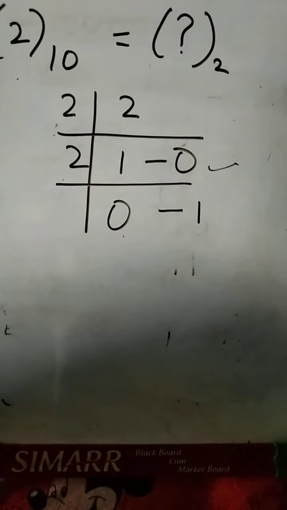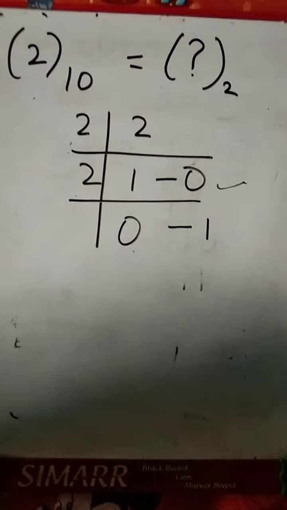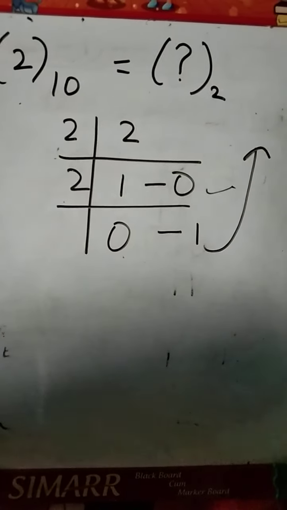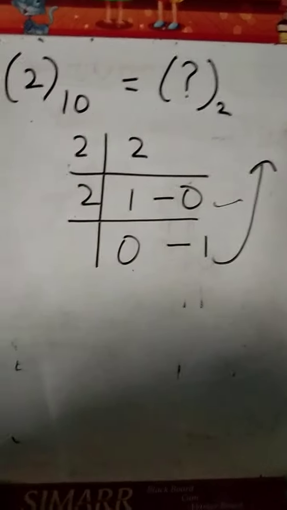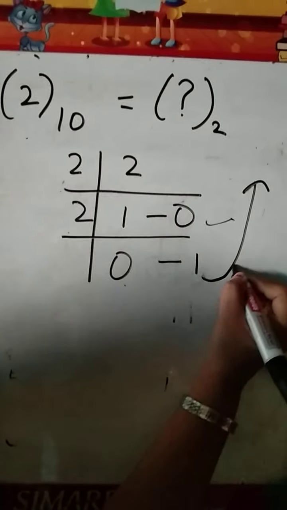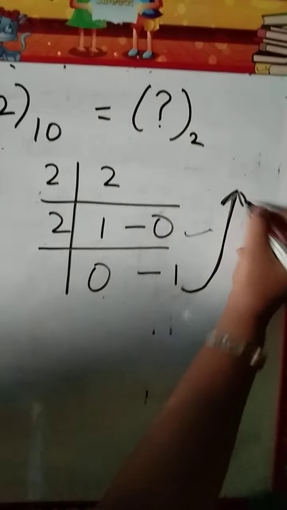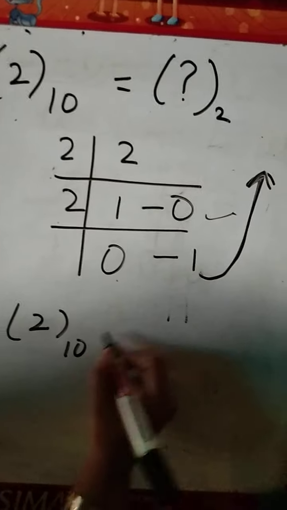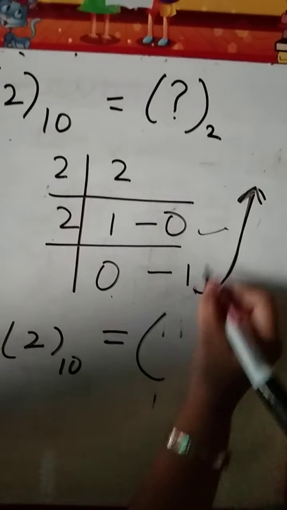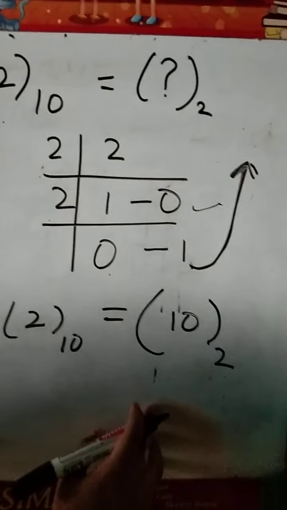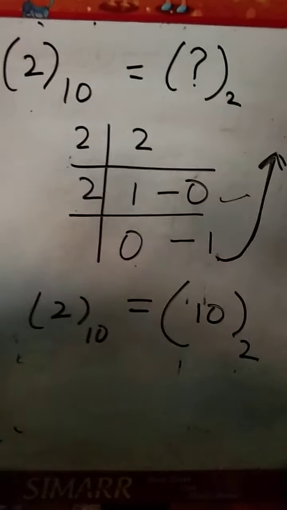So now how do we write the digits? We have to go from the bottom to the top to write the remainder values and find the answer. So we write the answer in this way: 1 and 0. So this is the answer of the question.